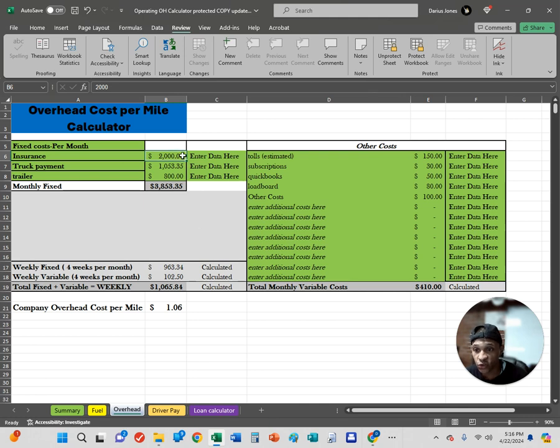Okay, so these are your fixed costs. You got your insurance, you got your truck payment, you got your trailer. Those are fixed; they don't change. That's why they're fixed costs. So the total of your fixed costs is $3,853.35. So then we take that fixed cost and we divide it by 4 to give you your weekly costs.